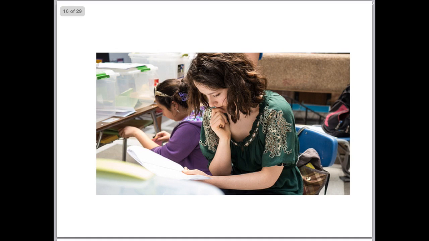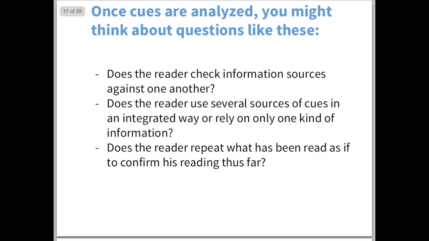The value of this activity is to look for patterns in the child's responses. You should not spend a great deal of time trying to figure out each miscue, searching for the right analysis. The idea is to reflect on the child's behavior, make your best hypothesis, and then look at data through the whole reading over time. What you are really looking for is an indication of the kinds of strategies the child is using. Once cues are analyzed, you might think about questions like these.